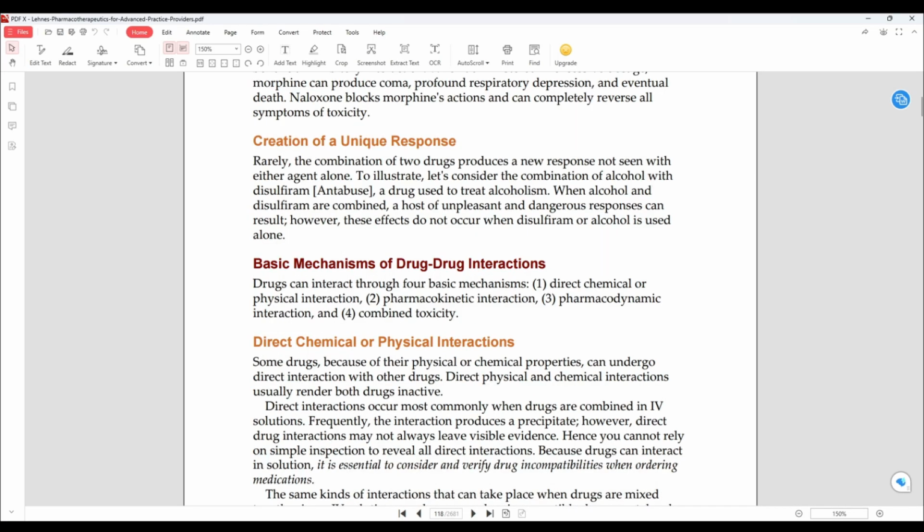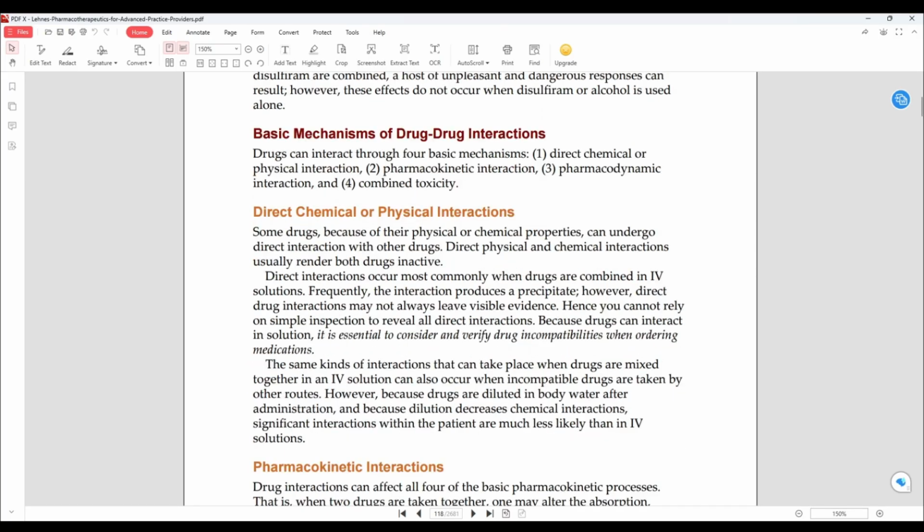The creation of unique responses. Rarely, the combination of two drugs produces a new response not seen with either agent alone. To illustrate, let's consider the combination of alcohol with disulfiram, or Antabuse, a drug used to treat alcoholism. When alcohol and disulfiram are combined, a host of unpleasant and dangerous responses can result. However, these effects do not occur when disulfiram or alcohol is used alone.